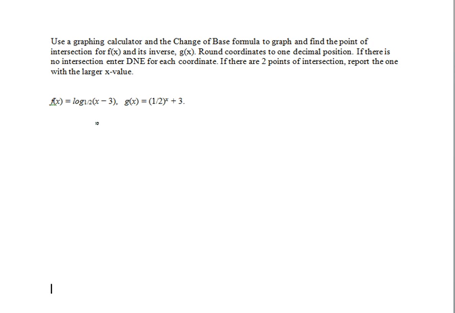So in this example, we have f of x equals log base a half of the quantity x minus 3, and g of x equals 1/2 to the x power, plus 3. Looking at f of x, x has been replaced by x minus 3, so the vertical asymptote will be at x equals 3. Because the base is a half, and a half is between 0 and 1, it is a decreasing logarithmic function.